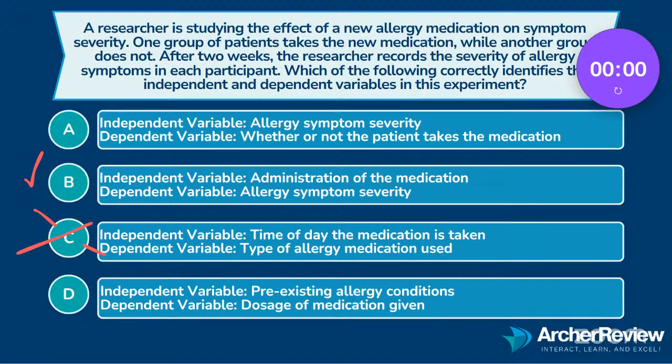Independent variable, pre-existing allergy conditions, dependent variable, dosage of medication given. Again, I would look back to my passage and I'd say, there's no discussion about the pre-existing allergy conditions, and there's no discussion about the dosage. If they didn't put it in the passage, it's not going to be a probable answer. And so then really all you needed to do is differentiate between A and B. So those are just some test taking strategies for you.